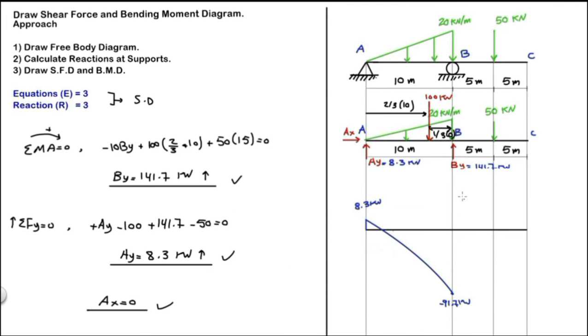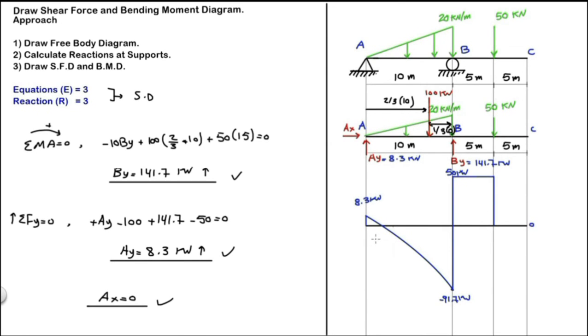At point B, there is a reaction By equals 141.7 kilonewton. So minus 91.7 plus 141.7 is equal to 50. So we go up until we get to the 50 kilonewton. Now since there are no loads, no effect, so it's a straight line, and finally we have minus 50, so we go down by 50 until we get to 0. The shear force diagram closed at 0, which is correct.